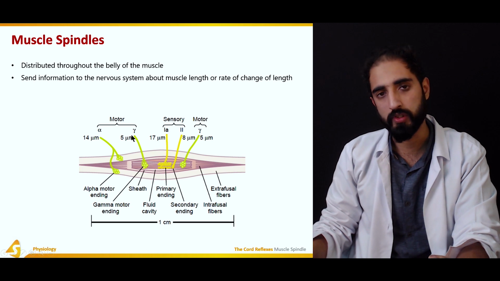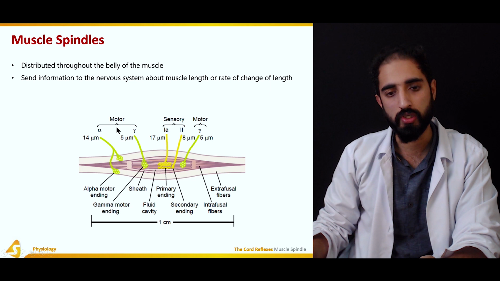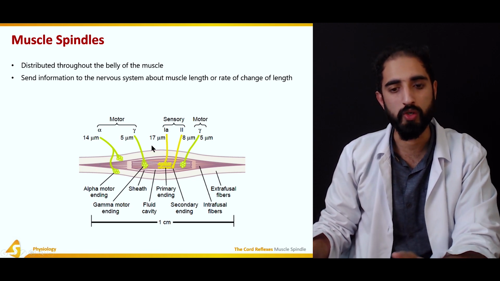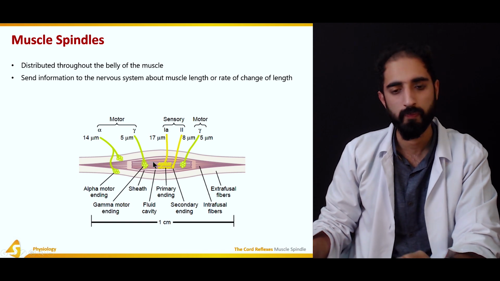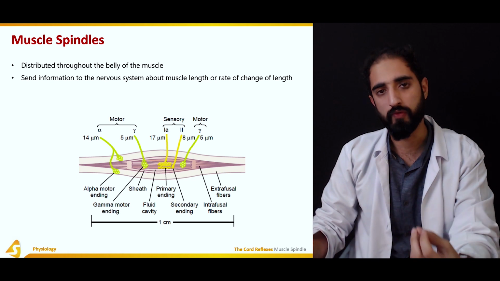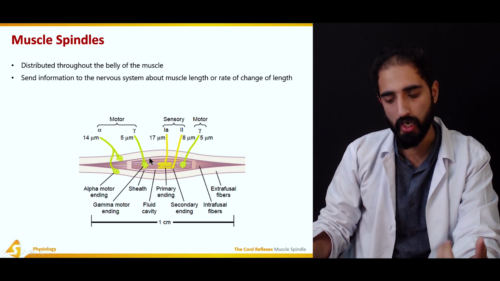We also have a motor supply, which is of two types. One is the alpha motor neuron, which supplies the extrafusal fibers. And then we have the gamma motor neuron, which supplies the intrafusal fibers. And again, in the gamma motor neuron, we have two different types of neurons, and we are going to take a look at them in the upcoming slides.